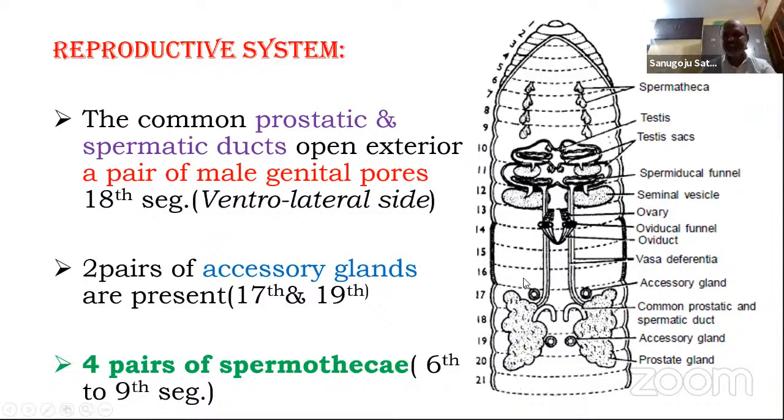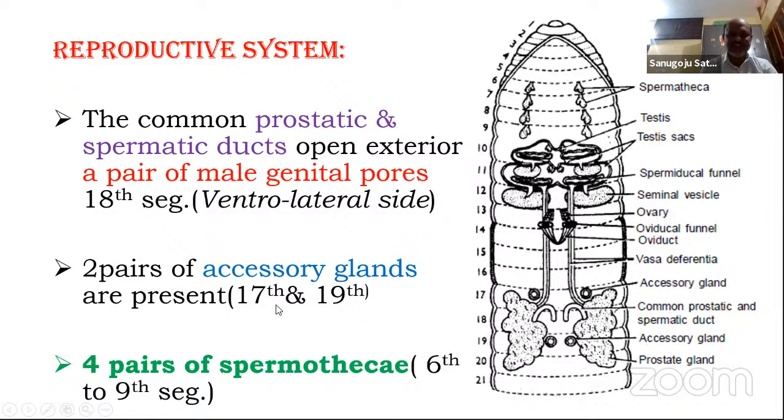Whereas the female genital pore opens into the 14th segment. Two pairs of accessory glands are there, present at the 17th and 19th segments. You see the ring-like structures here: 1, 2, 3, 4. Two pairs of accessory glands.